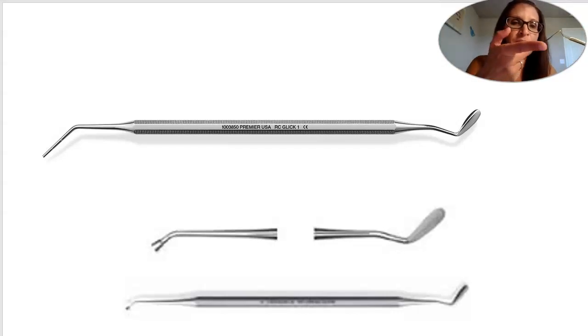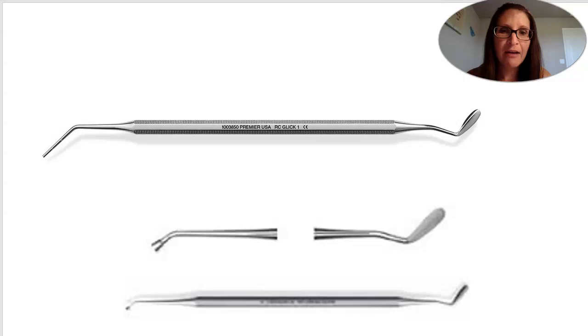Oftentimes they'll heat up the instrument because once the gutta percha has cooled down, it becomes a little bit more stiff and rigid. When it's heated, it becomes flexible and more pliable. So again, they want to make sure that it's pushed down into that canal, all the way down to the tip of that root.